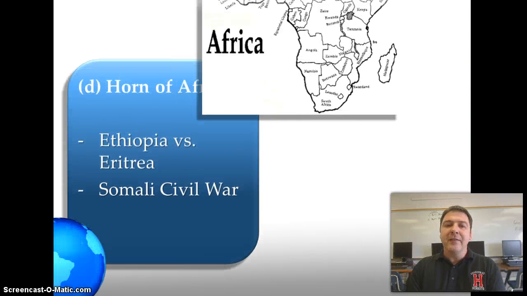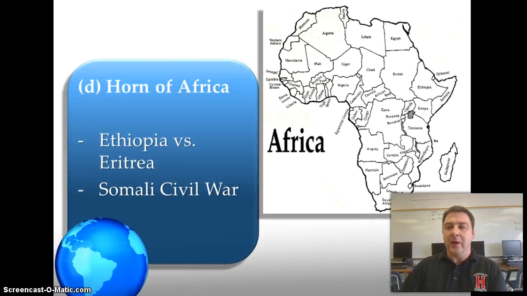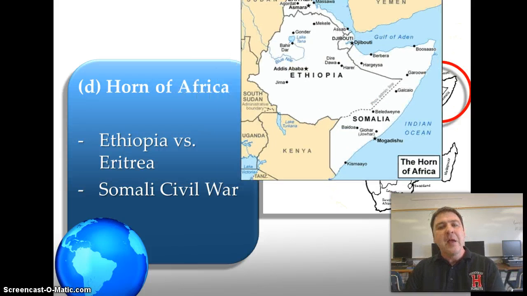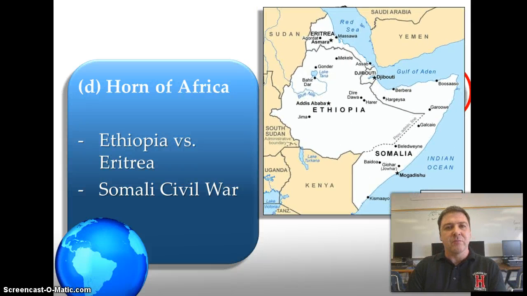Okay, we also have tension in the Horn of Africa. And by the Horn of Africa, we're referring to this area over here in East Africa. I suppose if you look at it, it almost looks like a rhinoceros horn sticking out of the side of Africa there. We're looking here at countries like Somalia, Ethiopia, Eritrea.